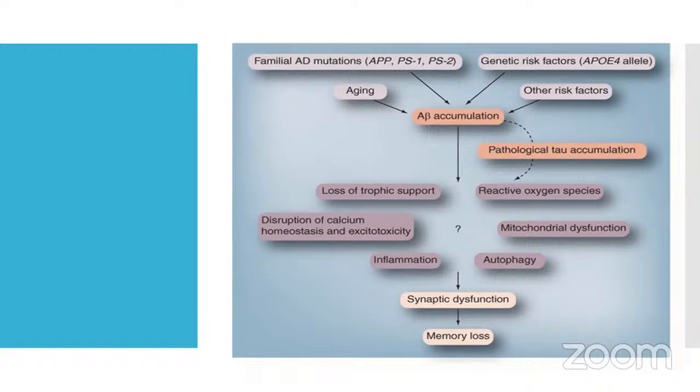And when all these factors happen together, they lead to accumulation of amyloid beta, which will lead to what?